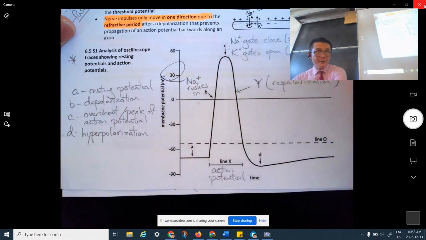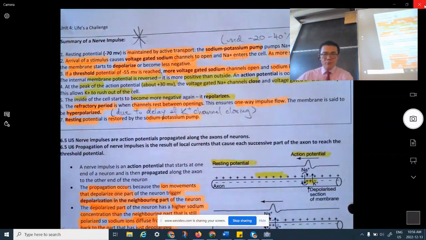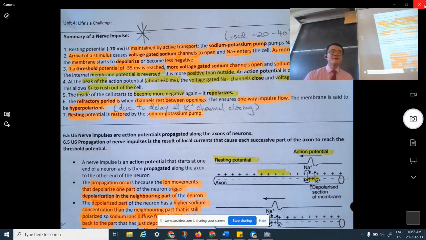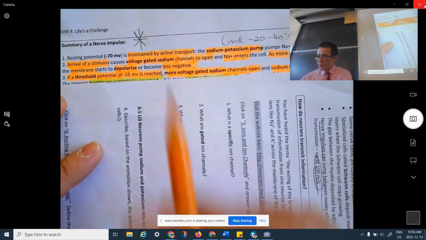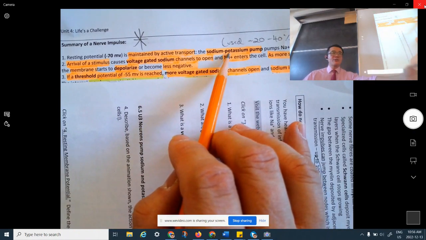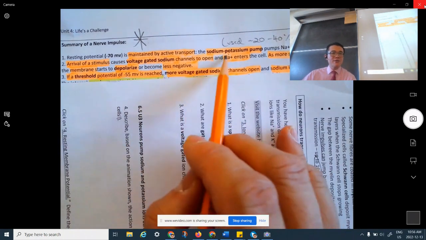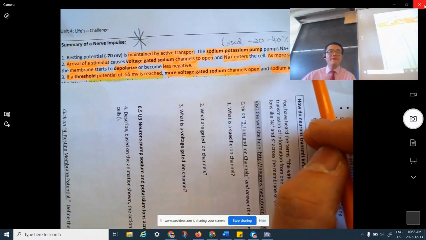I'm going to come back to this graph a little bit. Now this summary here is uber important. Know it. That's an expectation for this course. Very, very important. This part talks about the sodium potassium pump, which wasn't talked about earlier. The resting potential is maintained by the sodium potassium pump. Remember in the video, it takes up about 20 to 40% of the brain's energy consumption.